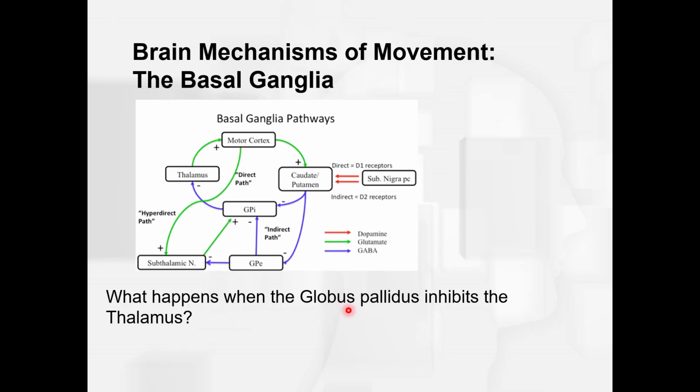So what happens when the globus pallidus inhibits the thalamus? If the globus pallidus inhibits the thalamus, is the thalamus going to stimulate the motor cortex? We need the thalamus to stimulate the motor cortex in order for movement to be initiated. So if the globus pallidus inhibits the thalamus, it is not exciting the motor cortex, so movement is inhibited. And that's kind of our baseline condition.